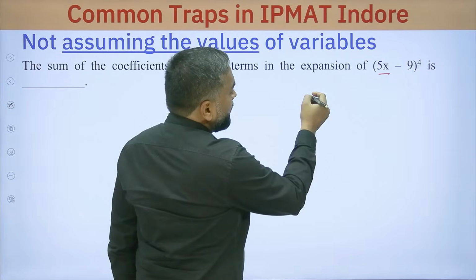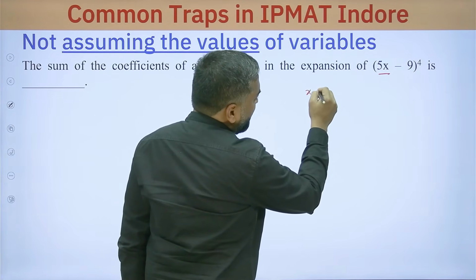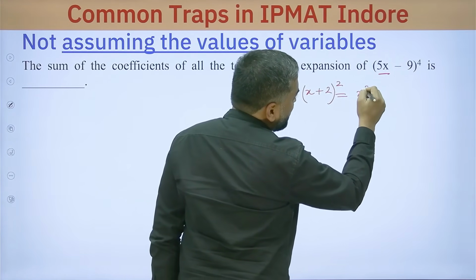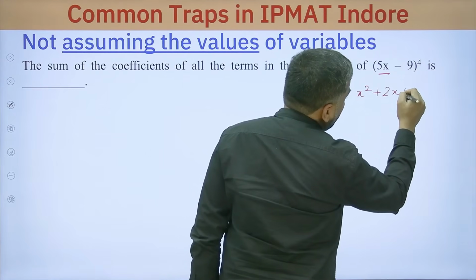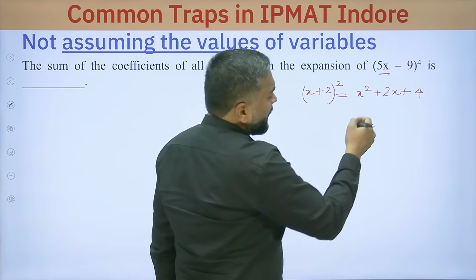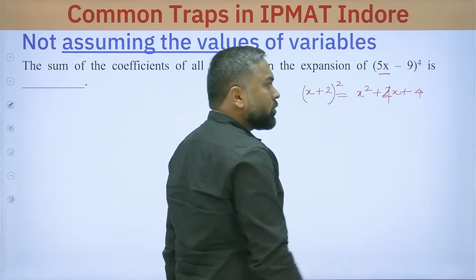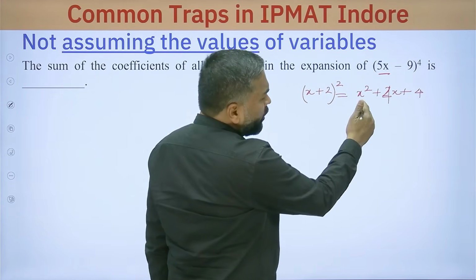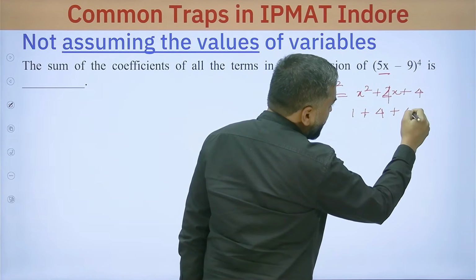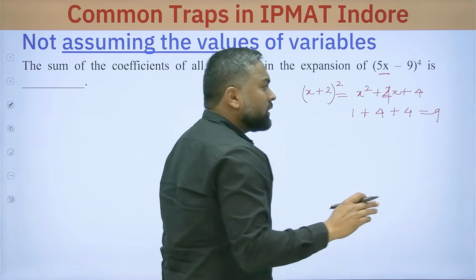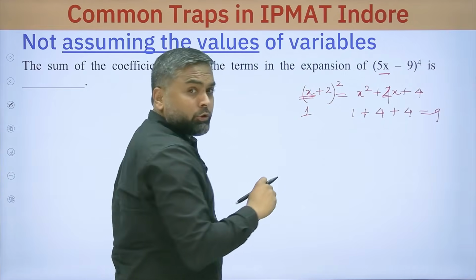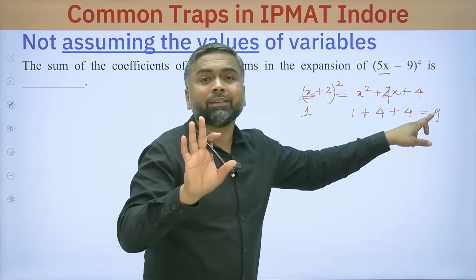For example, let's say I take (x plus 2) the whole square. This is x square plus 4x plus 4, correct? What is the sum of the coefficients? 1 plus 4 plus 4, which is equal to 9. Now, this is nothing but if I substitute x is equal to 1 here, 1 plus 2 is equal to 3, 3 square is equal to 9.